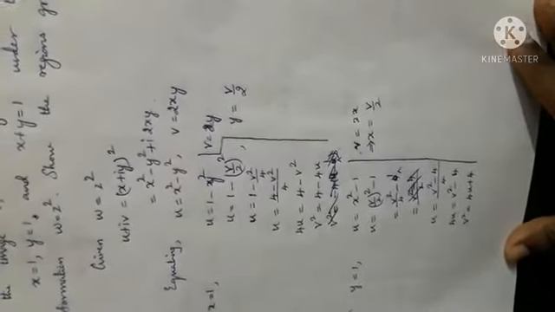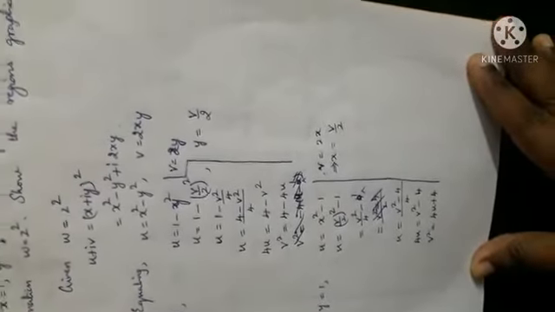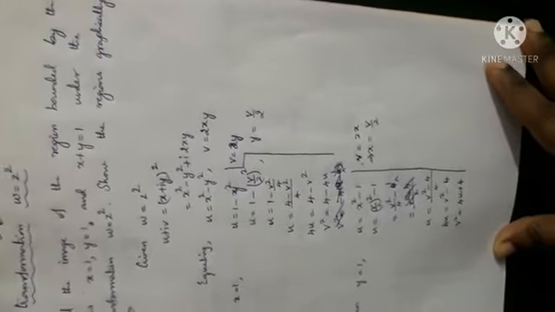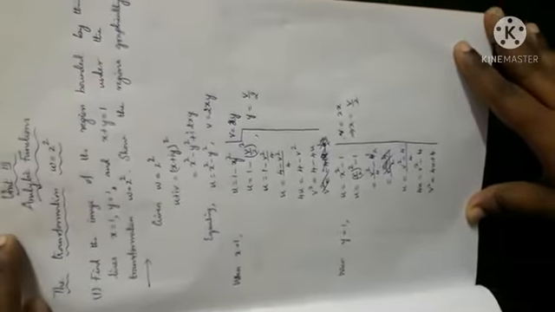And after properties and problems, next comes construction of analytic function. Harmonic function, right? Constructing f of z. How will we construct f of z? By using Milne-Thomson method. Milne-Thomson method helps us to construct f of z as well as to find conjugate harmonic.